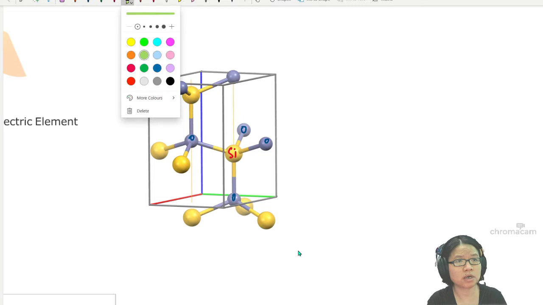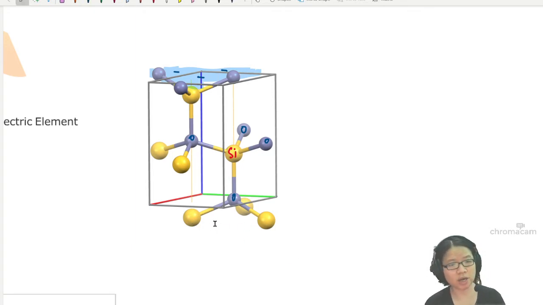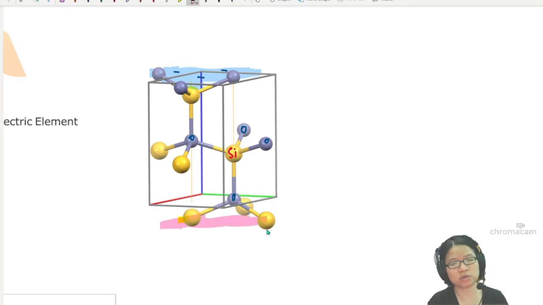So maybe I will highlight this part blue. You see that all these are negatively charged. So this face is probably going to be leaning towards the negative charge. So I'm just going to draw a bunch of negative here. And the bottom face is where all the gold color silicon is. This is probably going to lean towards, I'm going to use red for this, the positive charge.